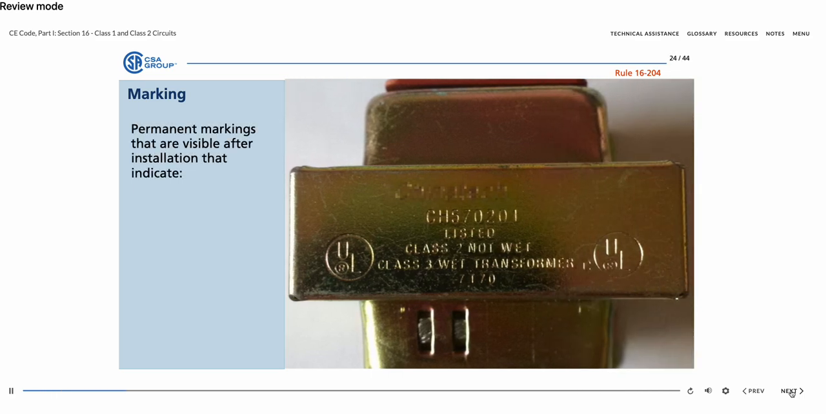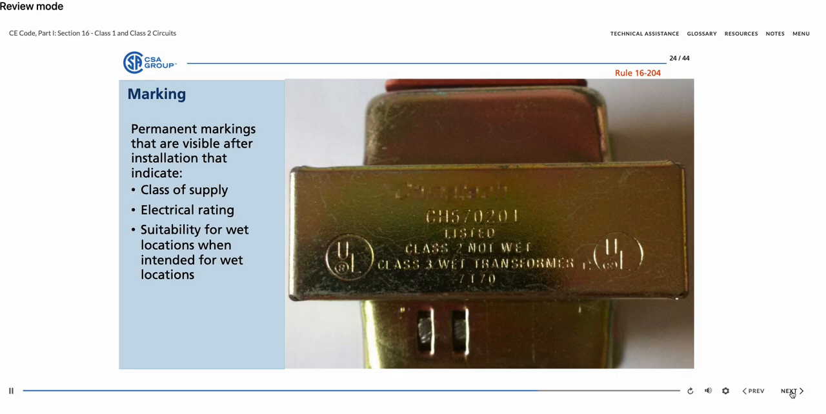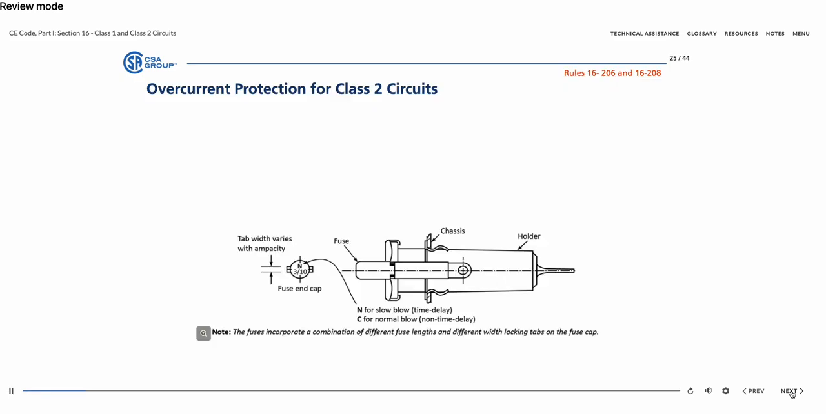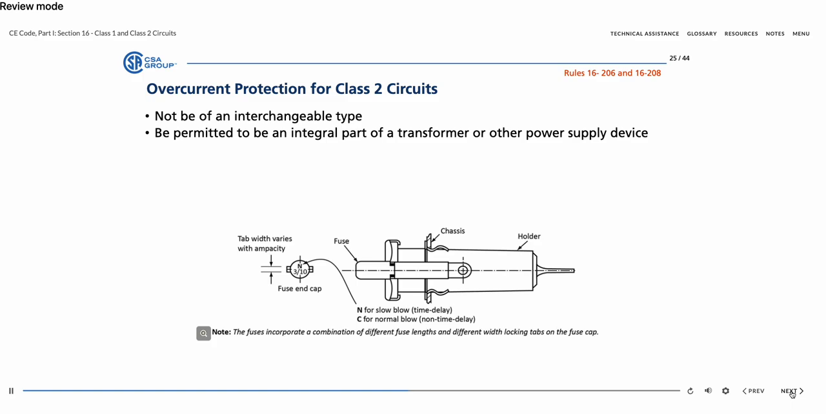A Class 2 power supply unit must have permanent markings that are visible after installation that indicate the class of supply, its electrical rating, and suitability for wet locations when intended for wet locations. Overcurrent protection must be provided as required for any other circuit. This protection shall not be of an interchangeable type, be permitted to be an integral part of a transformer or other power supply device, and be located at the point where the conductor to be protected receives its supply.